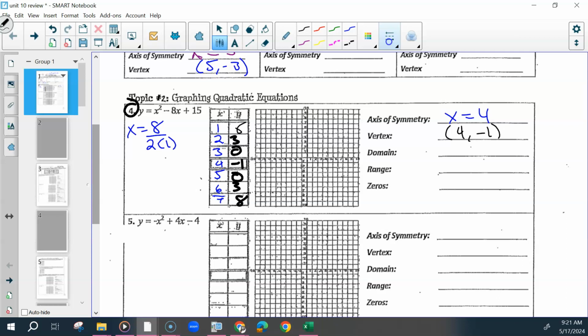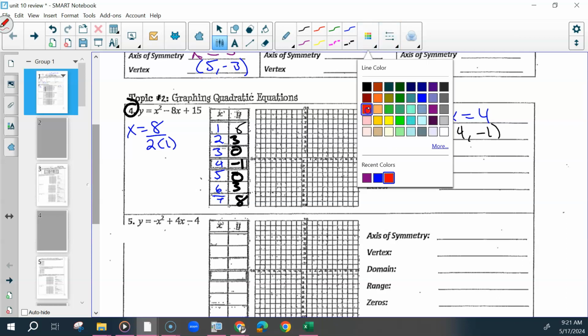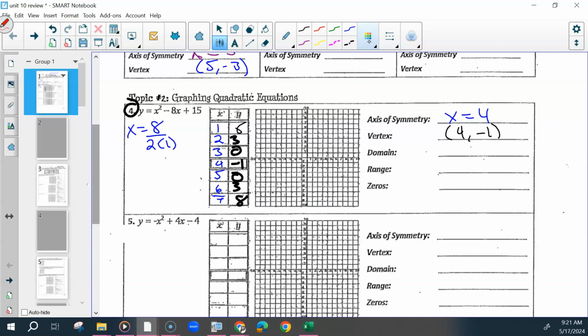Then you could graph it first and then find domain and range, or you should know that the domain will never change. It will always be all real numbers. But I'll graph it first. When you graph it, you need at least 5 points that can be easily graphed. If it's more than that, that's fine.